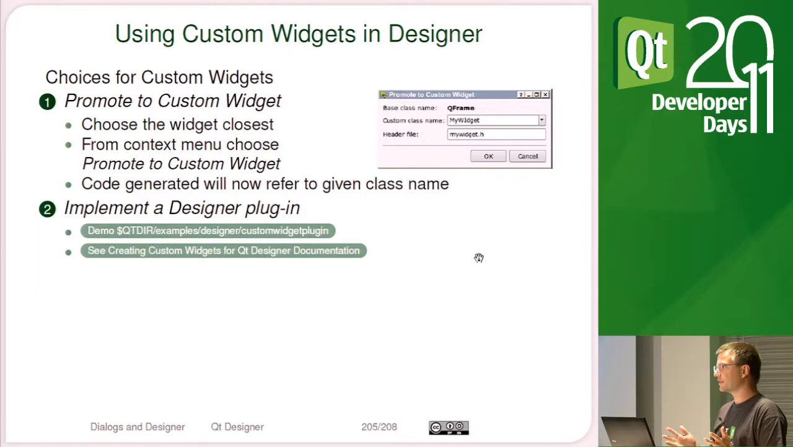Okay, there is another way of using custom widgets in Designer. I already showed you the analog clock, where you can implement a Designer plugin, but there's also a chance to promote widgets. So you can say, this is actually not a QFrame, this is my frame or my widget. But normally you don't do that.